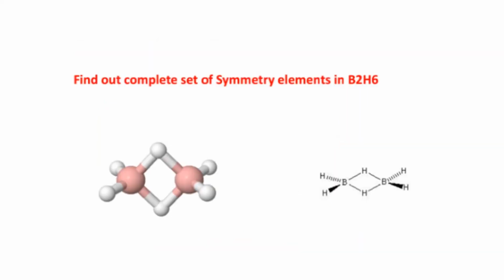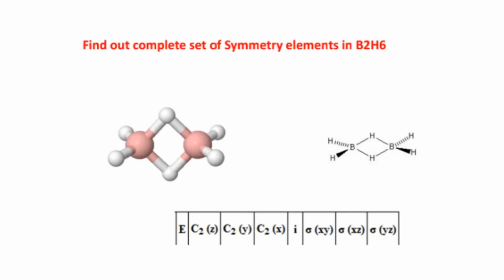Next one is to find out the complete set of symmetry elements in diborane. If we talk about diborane, we need to write identity first, then axis of rotation, then invariant center, and then sigmas. Is there any axis of rotation or proper rotation present in diborane? Yes, there is C2 present in diborane. So all the axes of rotation or symmetry elements present in diborane are C2z, C2y, C2x.